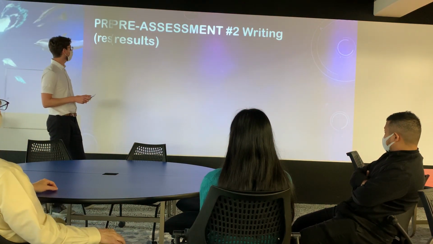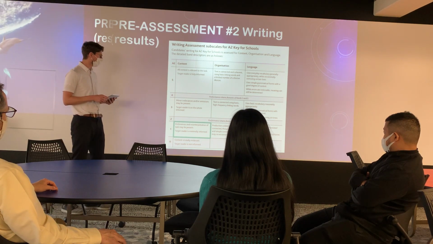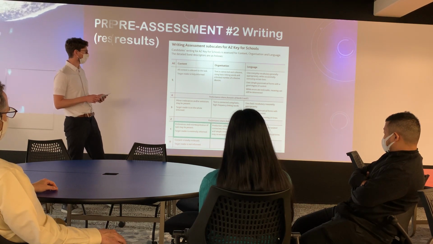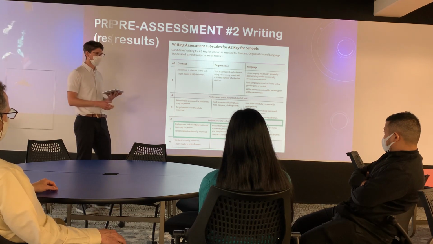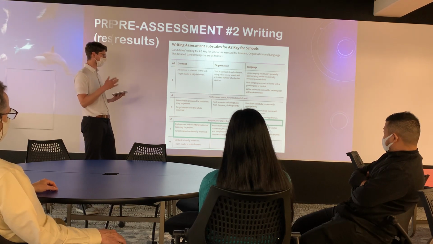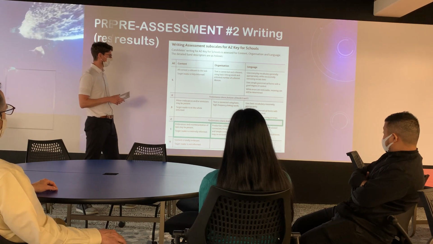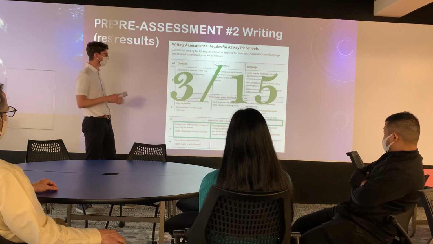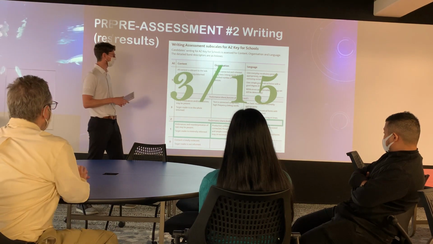So the pre-assessment, here are the results. For the content, those are 1, organization 1, and language was about 2. It was very disorganized, wasn't really good at writing at all, but I was excited to get, and he got a 3 out of 15, but it was exciting for me to be able to work with him.